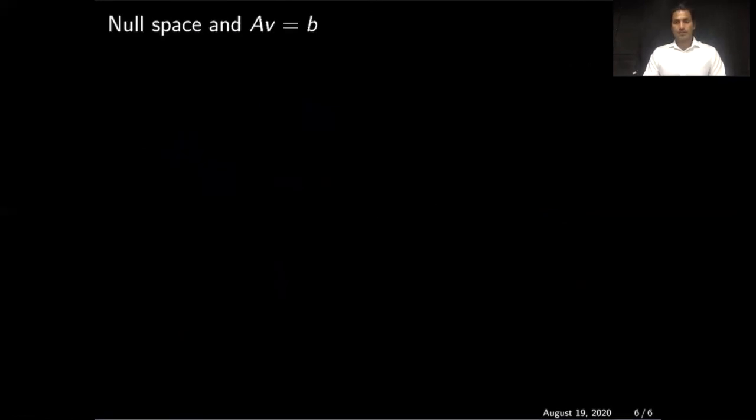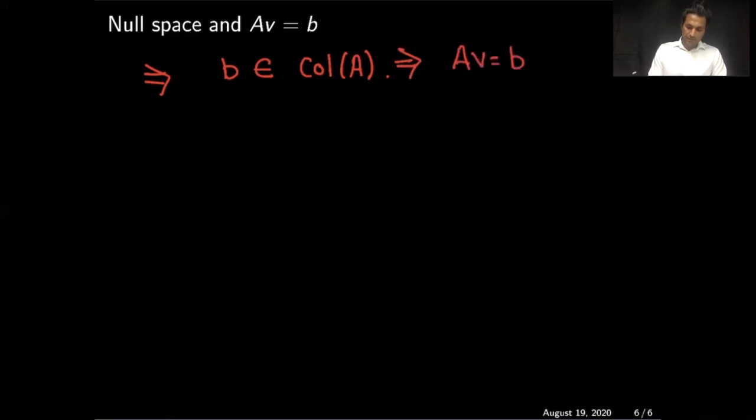Now, how can we use the null space to calculate the solution of our linear system Av is equal to b? The first thing we need to verify is whether b is in the column space of A. Because if b is not in the column space of A, this system is not solvable. If b is in the column space of A, then Av is equal to b is solvable, that is, we can find a solution.